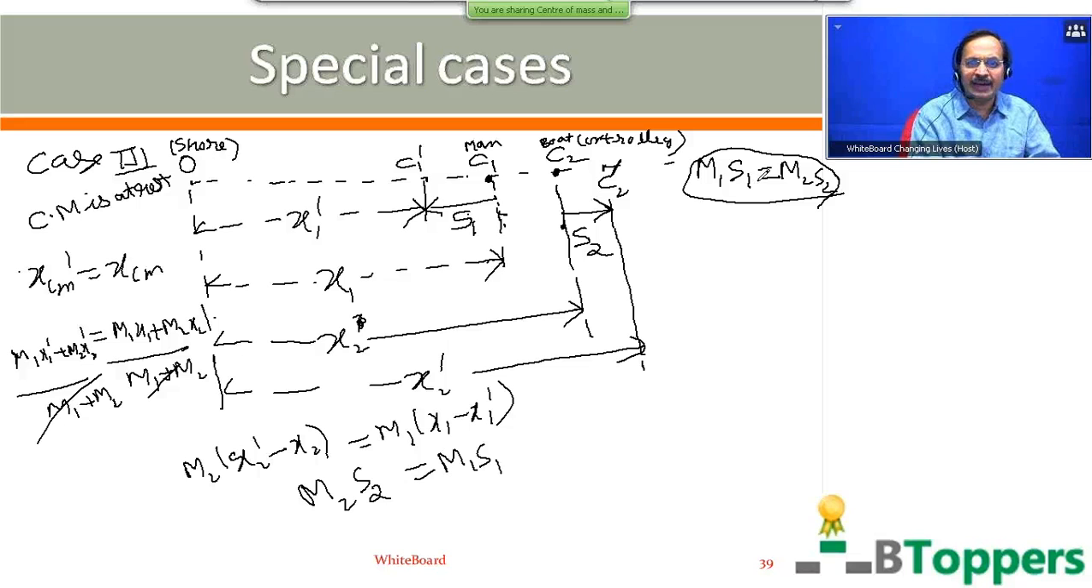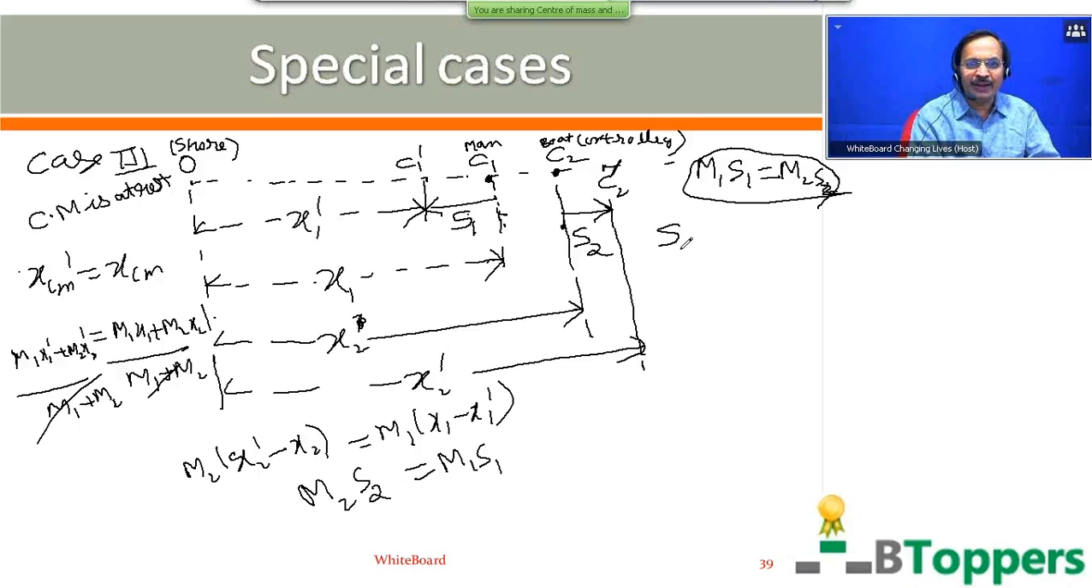Here s1 is the magnitude of the actual displacement of the man with respect to the stationary observer on the shore, on the earth. S2 is the magnitude of the actual displacement of the boat relative to the stationary observer on the shore. M1 is the mass of the man. M2 is the mass of the boat or trolley.